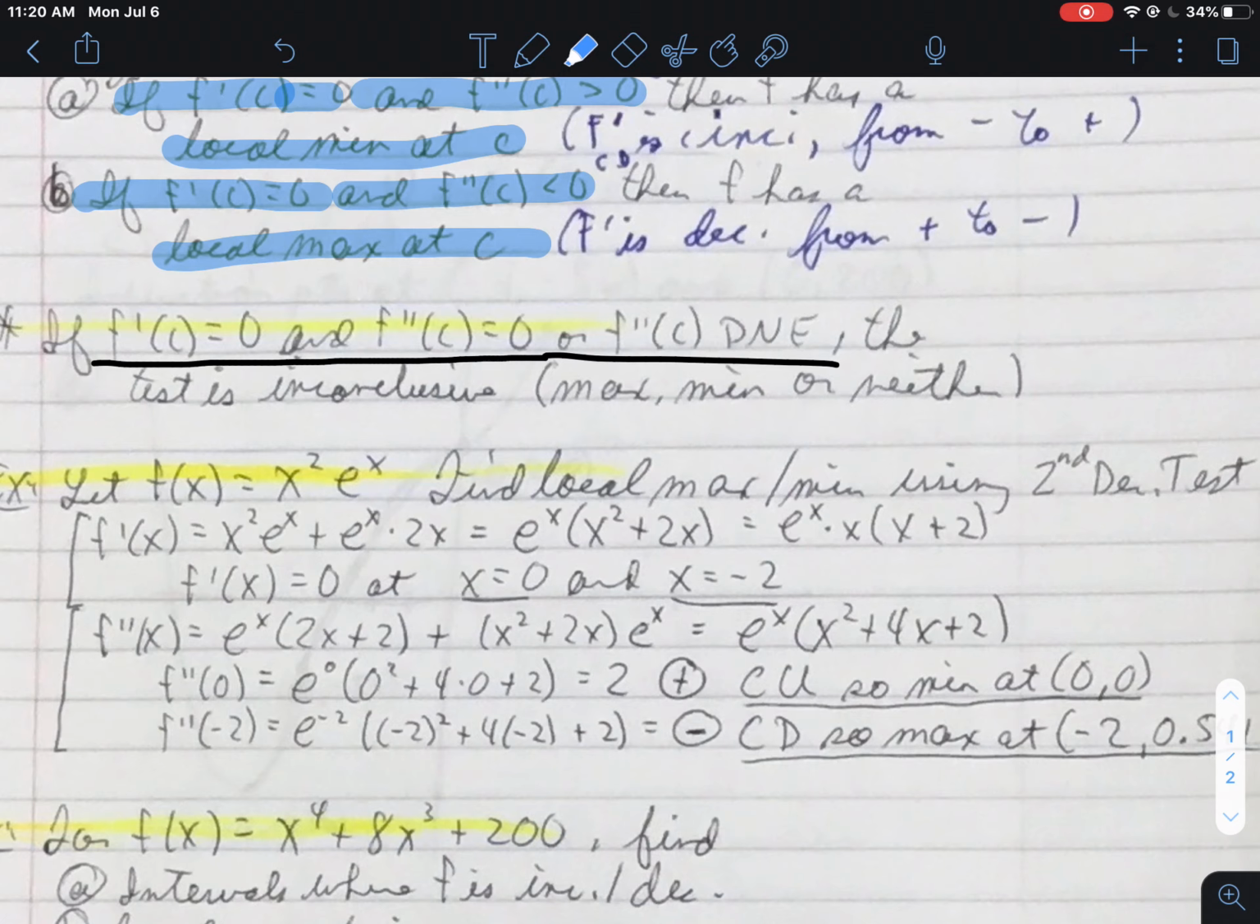And we found that there was a minimum at 0 and a maximum at x equals negative 2. And that's what we found using the first derivative. So here's the same thing using the second derivative. So we still have to find the critical numbers. So we still have to find f prime. We still have to set f prime equal to 0. And again, we're going to get the same critical numbers we got the first time, 0 and negative 2.